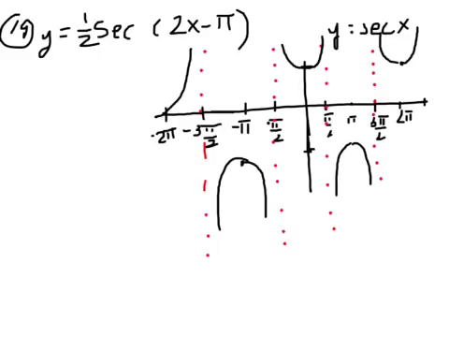Right, I want to take another stab at number 19. I tried it by just starting with cosine, but that got so ridiculously crazy. So I thought we'll try number 19, and this time let's just start with our parent function, the secant function, and see if we can't make this a little easier.